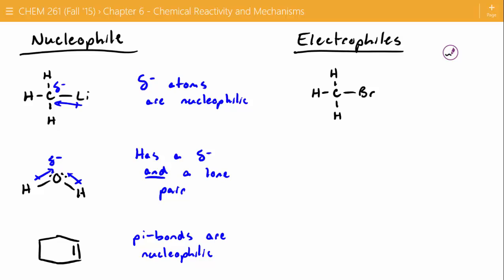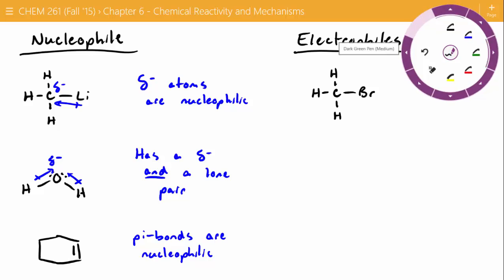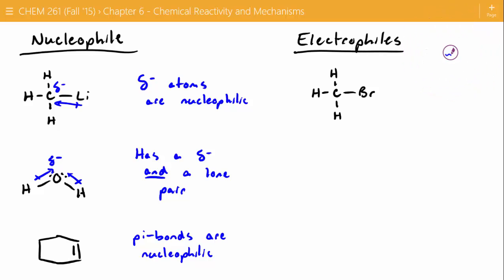Why is bromomethane electrophilic? The dipole is going towards the... Exactly. So this time our dipole is going the opposite direction, which means that our carbon is delta positive.